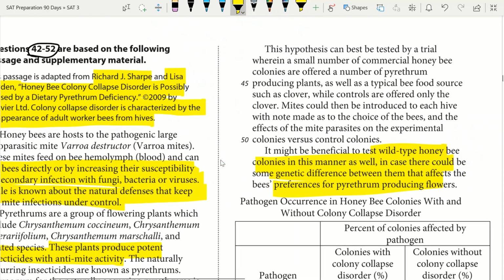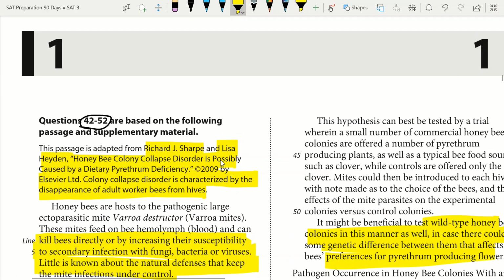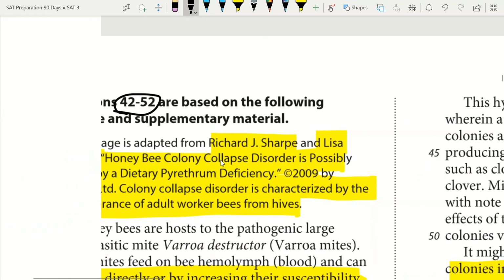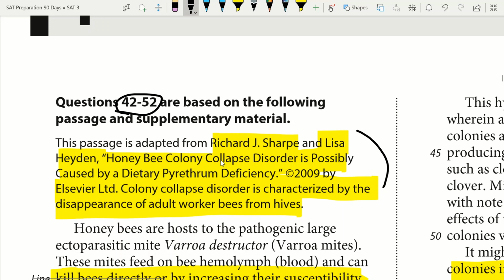All right, so at this point, I'll give you an idea of why I highlighted the things that I did. Okay, so as always, whenever I have a passage, I'm going to always make sure I read this beginning part, this little introduction section. I'm always going to highlight or underline the authors, always going to highlight or underline the title.